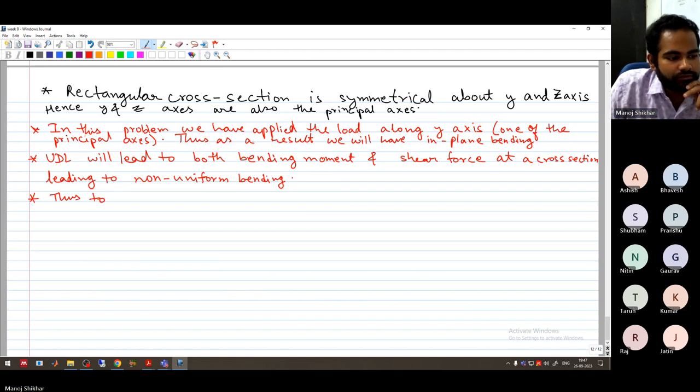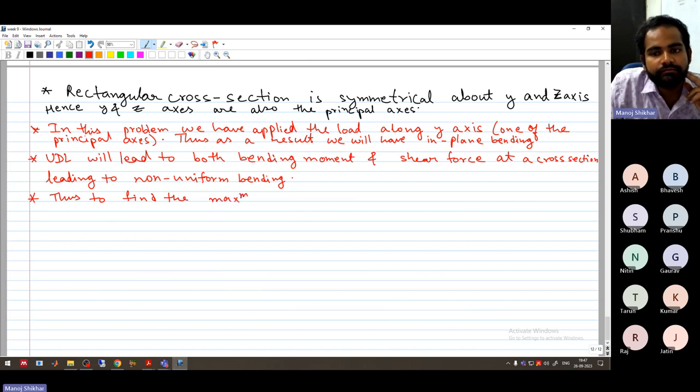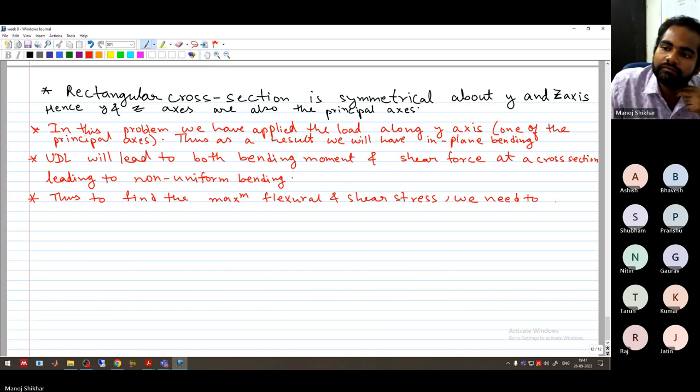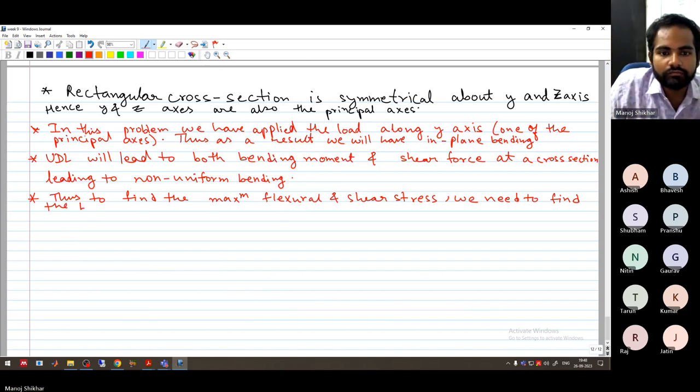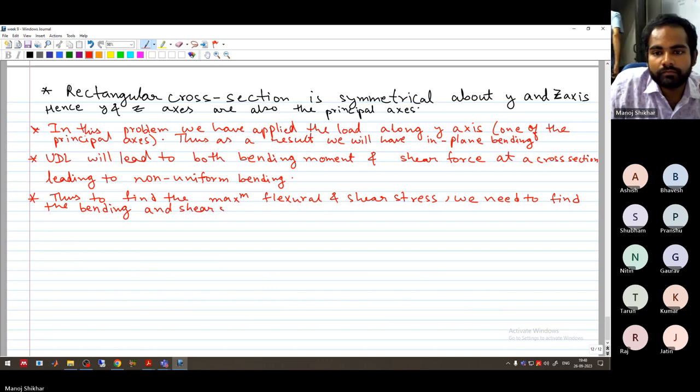Thus, to find the maximum flexural and shear stress, we need to find the bending and shear stress distribution.